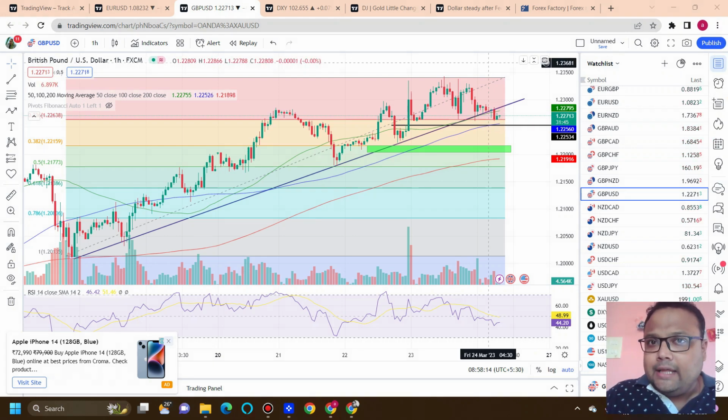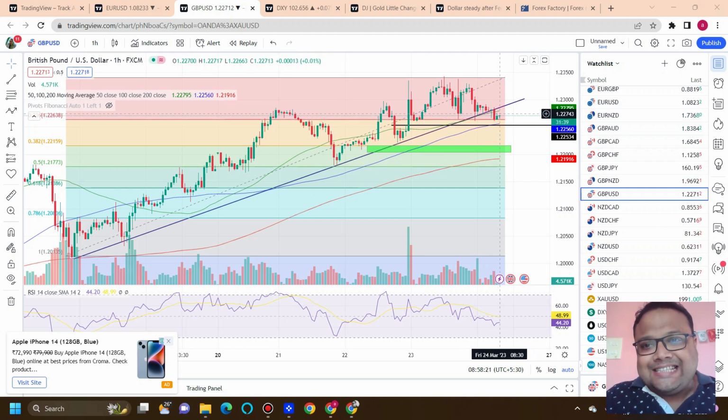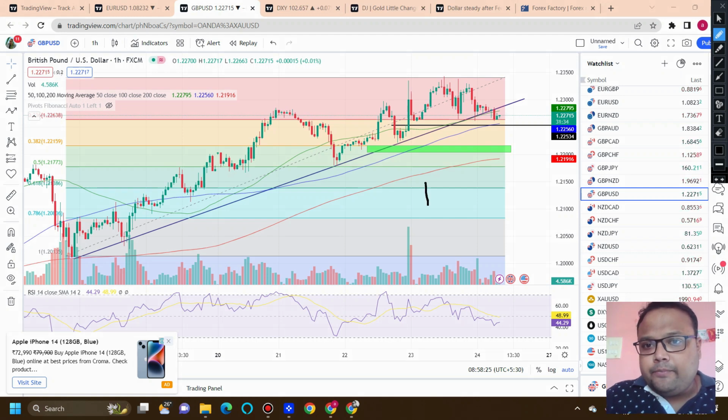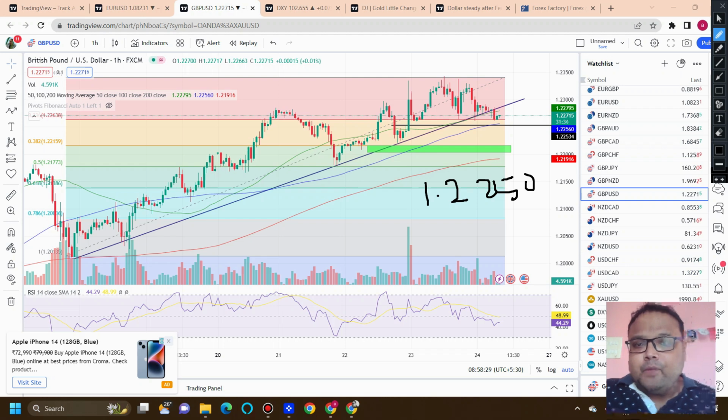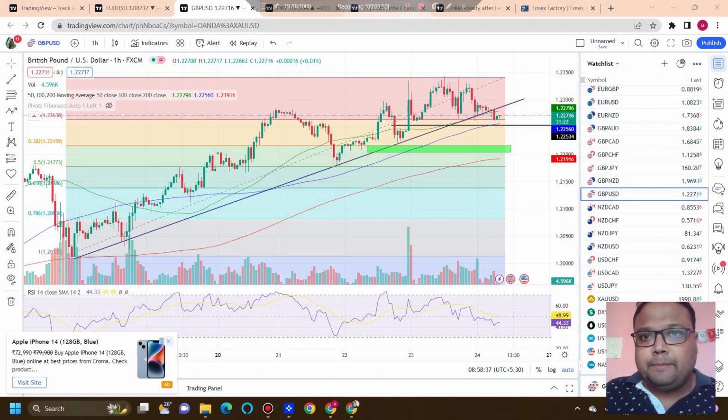But on the other hand, if DXY breaks 102.90 or that particular resistance zone, then we will get to see sell on the chart of GBPUSD. So if GBPUSD breaks the 1.2250 level, the black line here, then there's a possibility that market will be going down, and at least you can look for a profit of 30 to 40 pips.